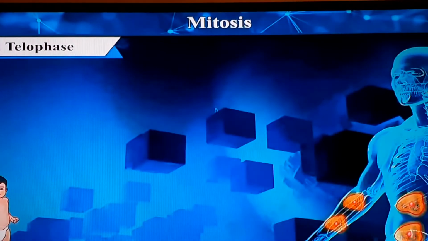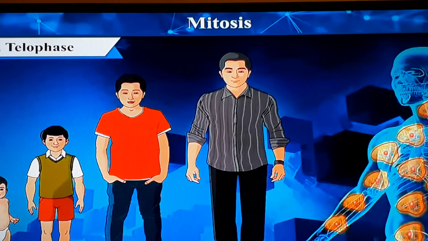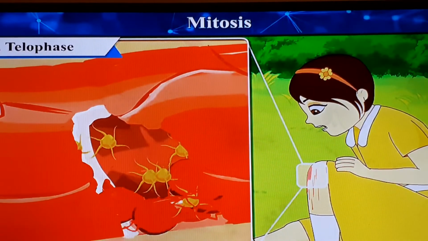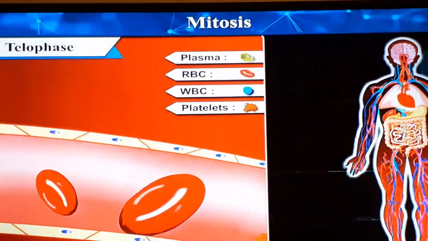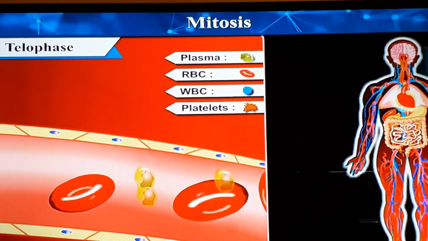Mitosis is essential for growth of the body. Besides, it is necessary for restoration of an emaciated body, wound healing, formation of blood cells, etc.